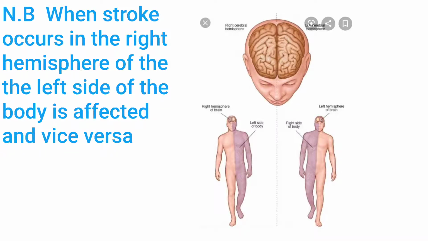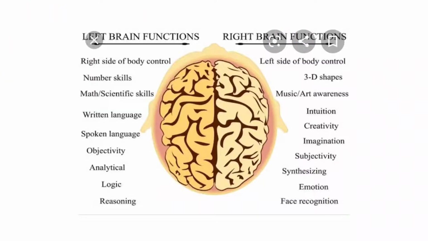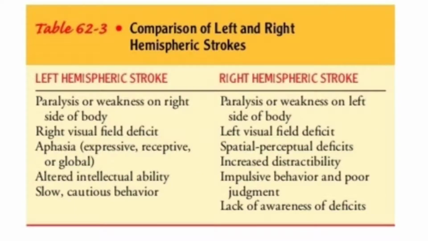Okay, in left hemispheric stroke, there is paralysis or weakness of the right side of the body. There is right visual field deficit, there is aphasia, and there is altered intellectual ability and slow and cautious behavior. But when a person has right hemispheric stroke, there is paralysis on the left side of the body, increased distractibility, impulsive behavior and poor judgment, and lack of awareness of deficit.